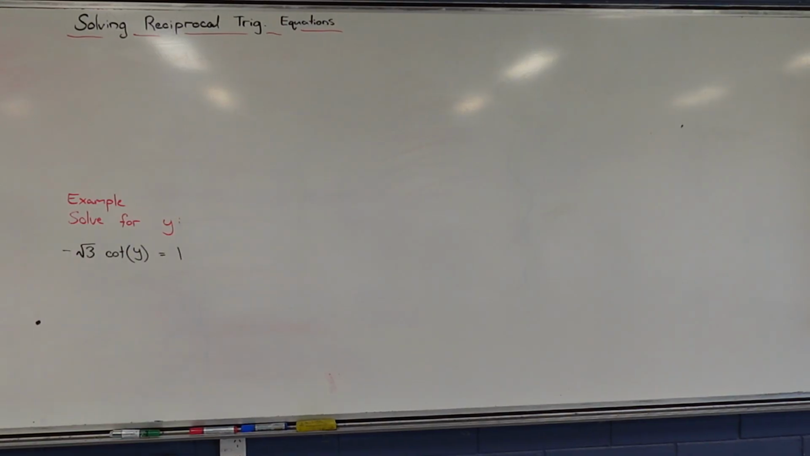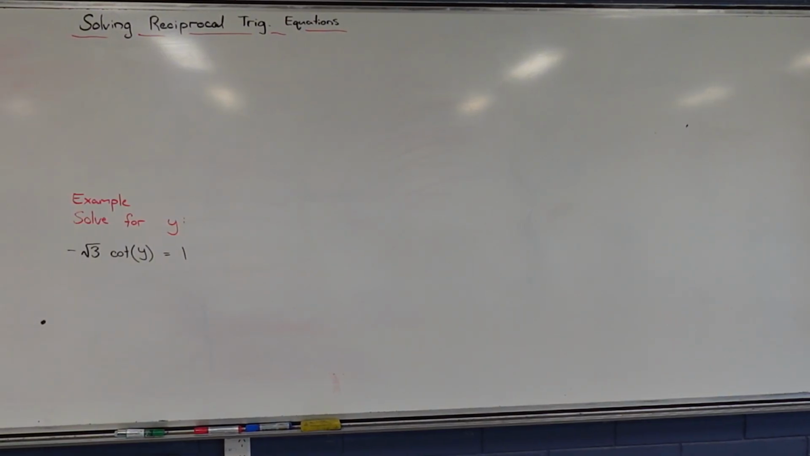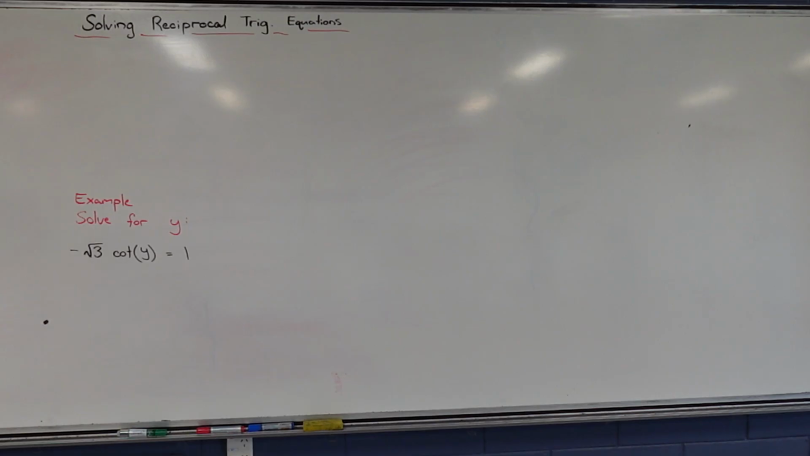Okay, so we turn our attention to a different sort of trig equation. We end up getting negative root 3 cot y equals 1. Do we even know where to begin here? Cot, what even is that? Have we seen it before?